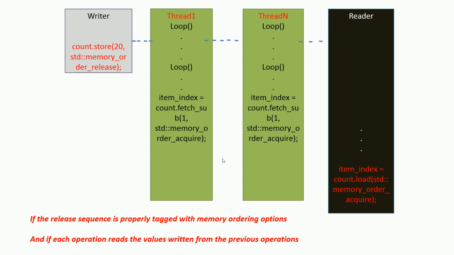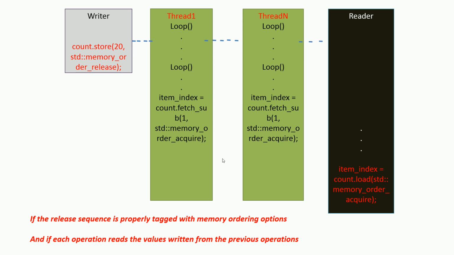Now let's look at the rule associated with this kind of release sequence, which allows us to logically deduce the synchronization point. What the rule specifies is, if this kind of release sequence is properly tagged and if each operation reads the value written by the previous operation, then the initial store operation and the final load operation will be synchronized.